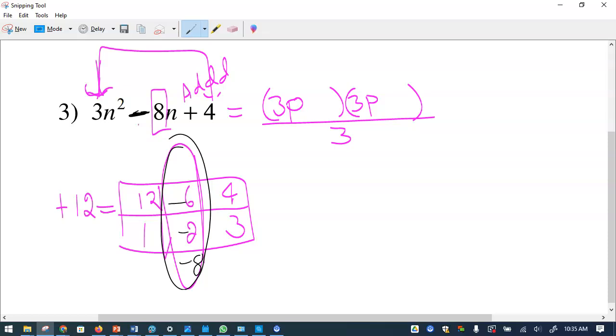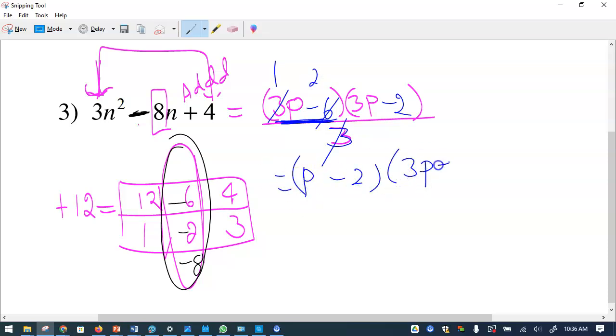So this will be minus 2 and minus 8. Oh, sorry, I made a mistake there. Minus 6 and minus 2. Now, this 3 that is there in the denominator, you use up for this one. And you can directly say, hey, 3 divides 3 one time, 3 divides 6 two times. So all you are left with is p minus 2 and 3p minus 2, and you're done.